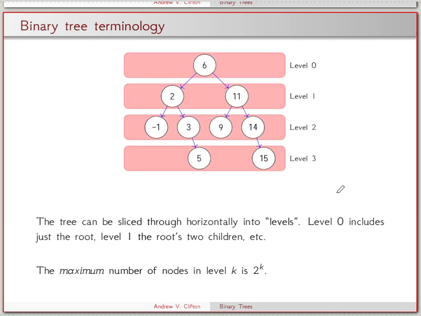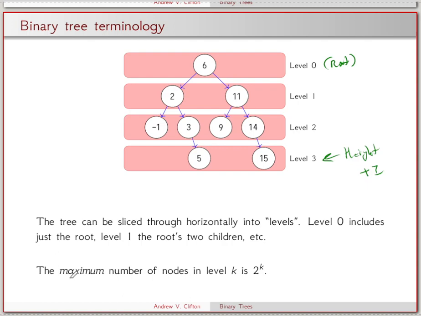If we slice through the tree horizontally, we call those the levels of the tree. The root is always up here at level 0, and then going down we have level 1, level 2, and level 3. And the height of the tree is the last level plus 1. So if you take the biggest level that the tree has and add 1 to it, you get the height of the tree.